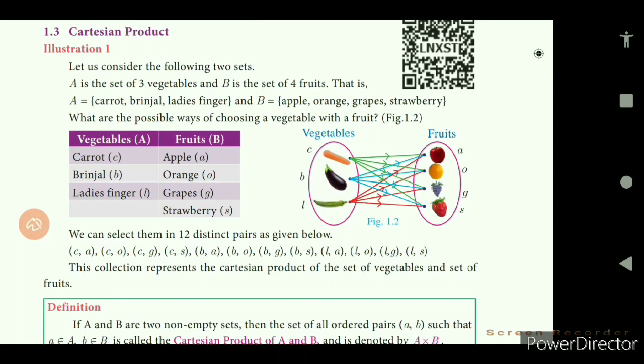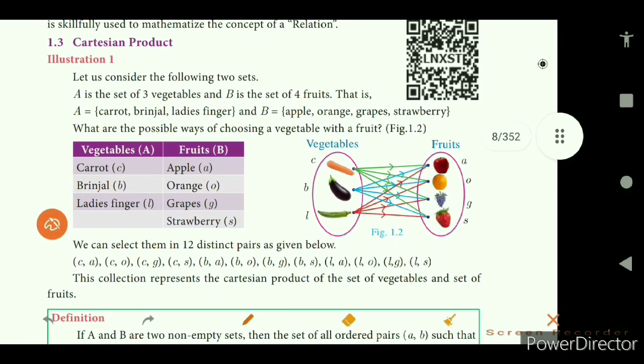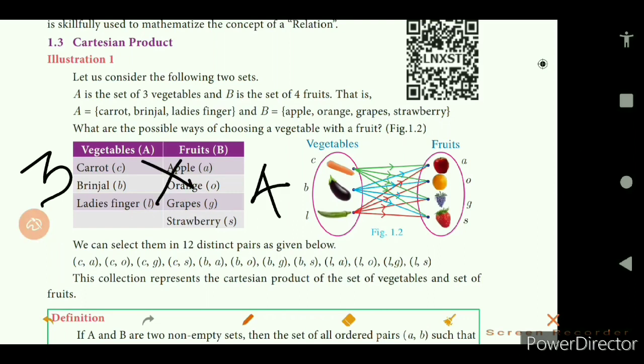We will find how to get the combinations. First, we should take a carrot. So carrot with apple is the first combination. The same carrot with orange. Likewise, carrot with strawberry and grapes. The second element is brinjal. So brinjal with A, O, G, S. Likewise, lady's finger also. So totally 12 combinations. 3 cross 4 gives us 12 combinations.